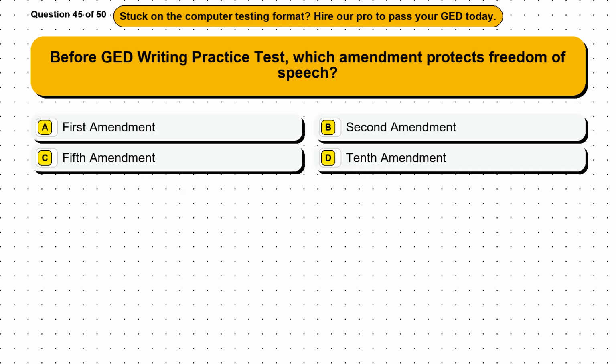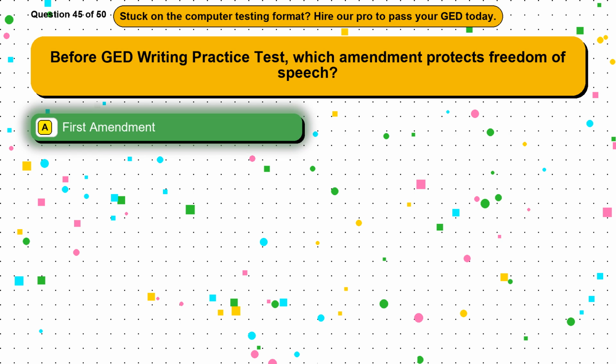Question 45. Before GED Writing Practice Test, which amendment protects freedom of speech? Option A, First Amendment. Option B, Second Amendment. Option C, Fifth Amendment. Option D, 10th Amendment. The correct answer is option A, First Amendment.